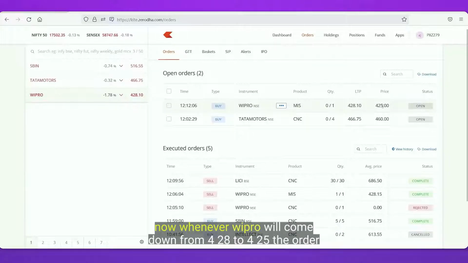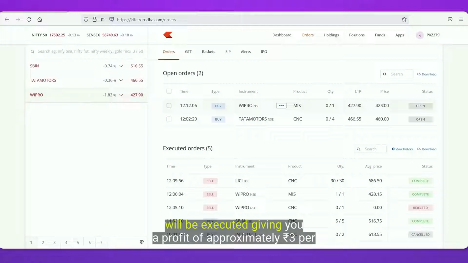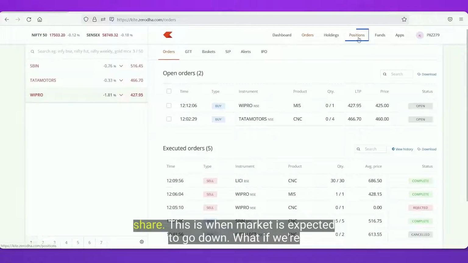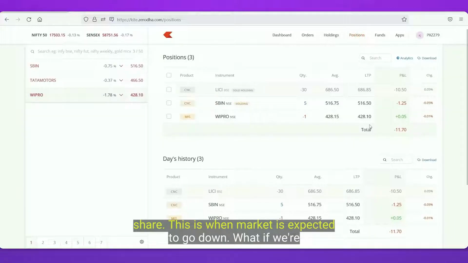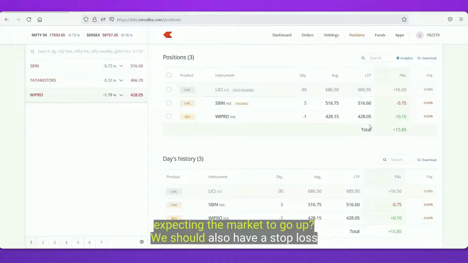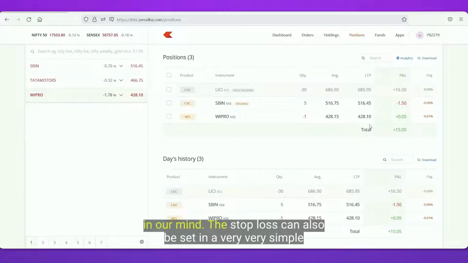Now, whenever Wipro will come down from 428 to 425, the order will be executed, giving you a profit of approximately 3 rupees per share. Now this is when market is expected to go down. What if we are expecting the market to go up? We should also have a stop loss in our mind. The stop loss can also be set in a very, very simple way.